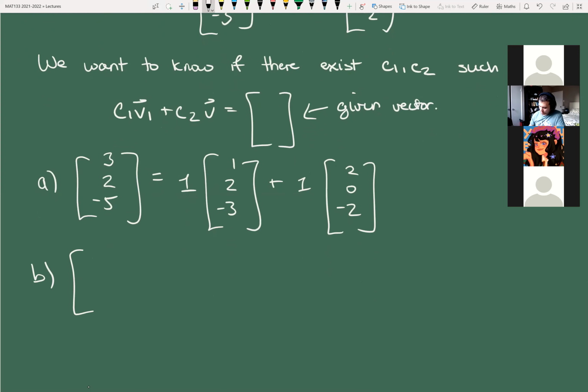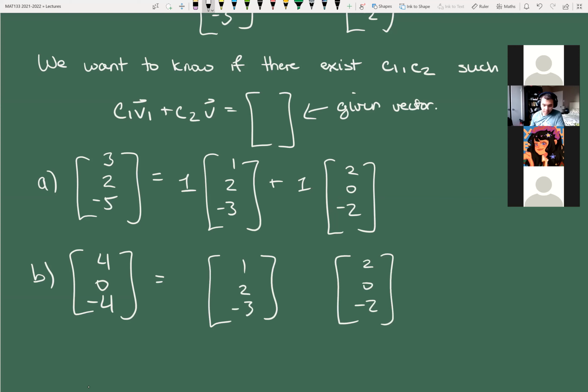Next, B: 4, 0, -4. What do I do? Man, that is a loud squirrel. 0 and 2, exactly. Everyone agrees? 0 and 2 works. And remember, you're allowed to use 0. 0 is 100% fair game.